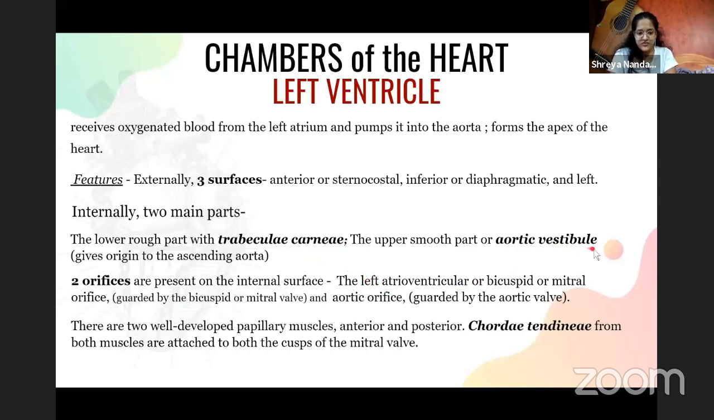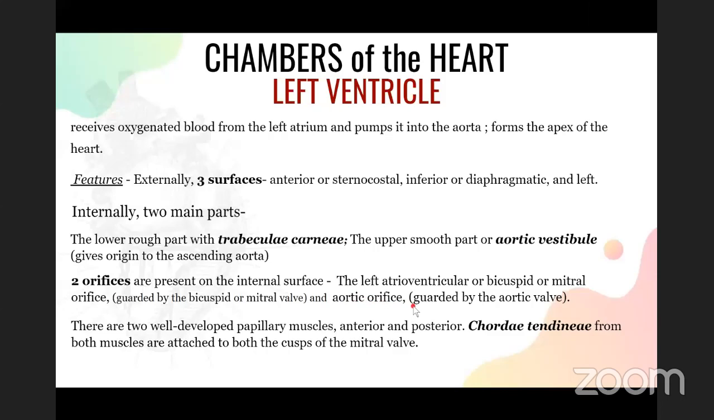There are also two orifices present in this chamber, similar to the right ventricle. This is the left atrioventricular or bicuspid or mitral orifice, which is guarded by the mitral valve, and the aortic orifice, which is guarded by the aortic valve.